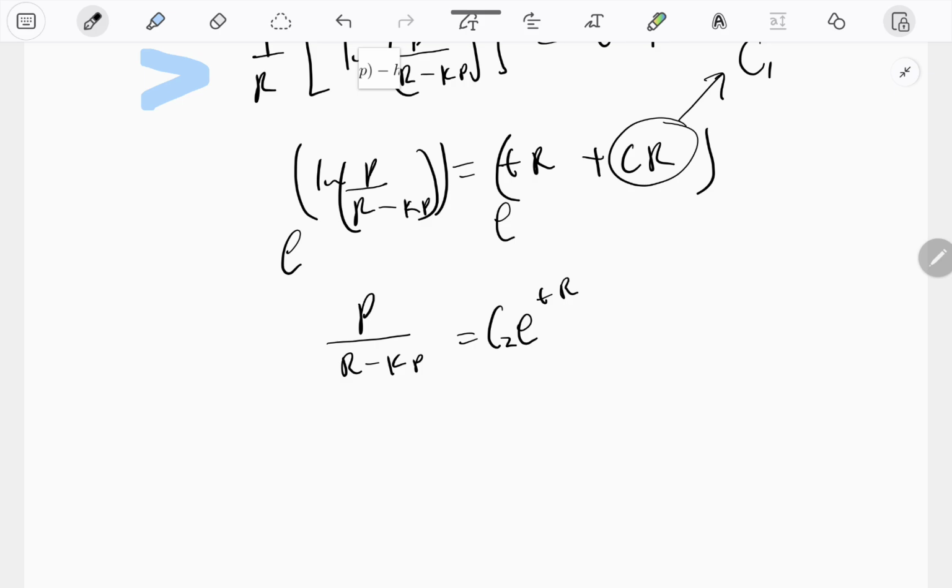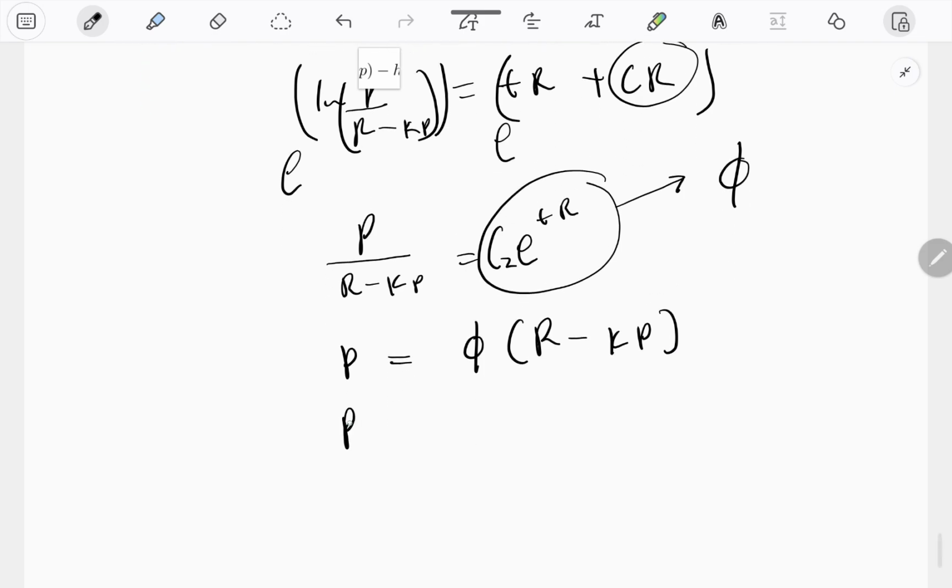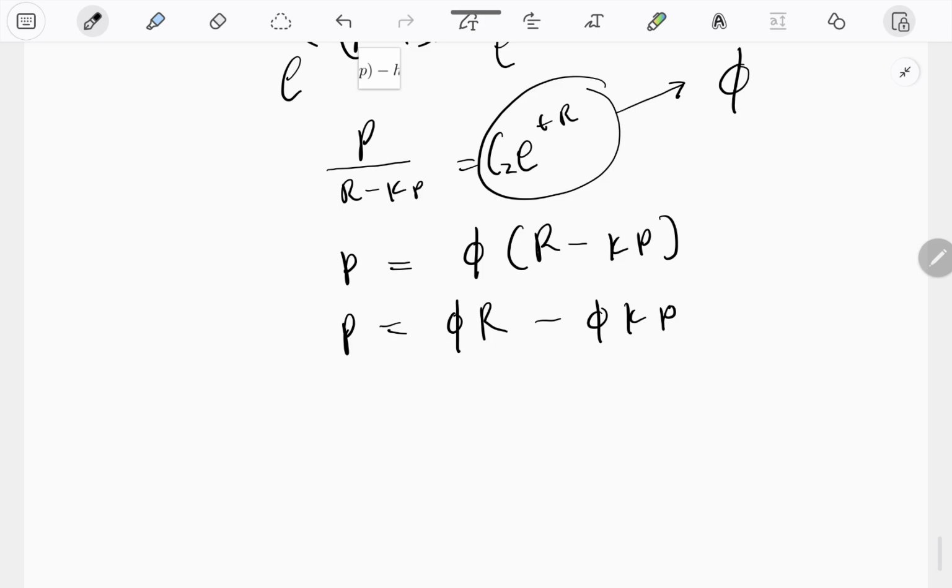We're trying to solve for P, right? Okay, then P will come here. Then see this thing beautifully as it is. Let me call it something, phi. This beautiful thing this side. So I'll have phi times R minus KP, right? And then P is going to equal phi open R. Let me just distribute that phi: phi R minus phi KP. Then if that's the case, then this is our answer.